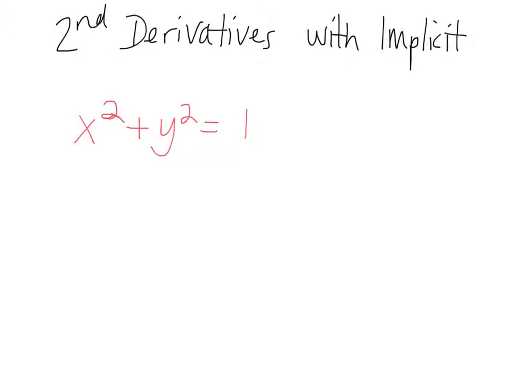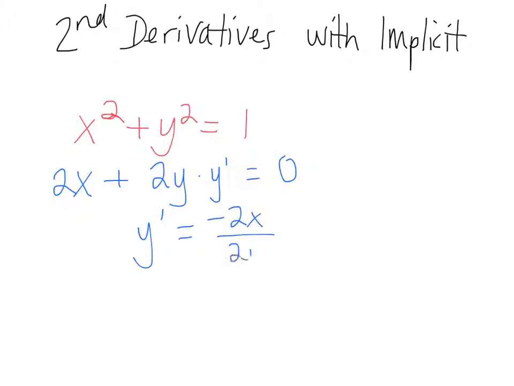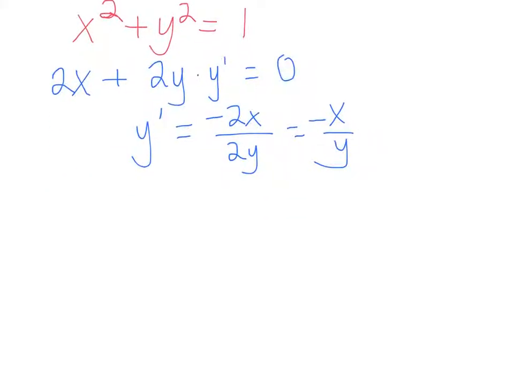To find the derivative implicitly, remember we take the derivative of x squared. Y squared was 2y times the derivative of the inside, y prime, equals 0. So y prime equals negative 2x over 2y, which is negative x over y. So we've worked this problem already and found the derivative, but I want to find the second derivative. So to find the second derivative, I have to take the derivative of the first derivative. Makes sense? So here we go.